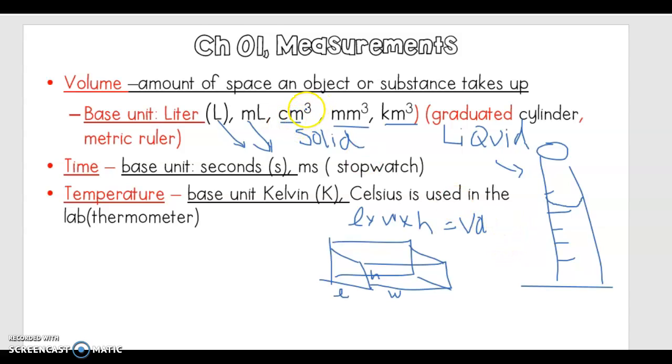So anytime you see centimeters cubed, millimeters cubed, kilometers cubed, that means somebody has taken the length times the width times the height to find the volume of the solid.